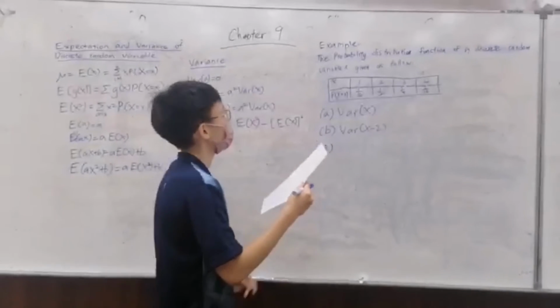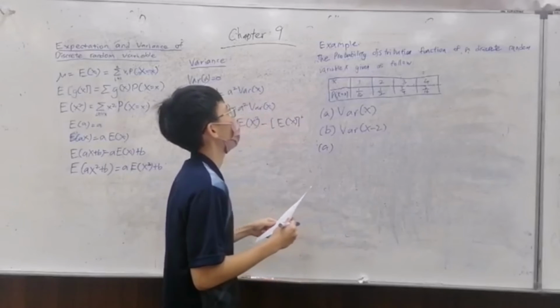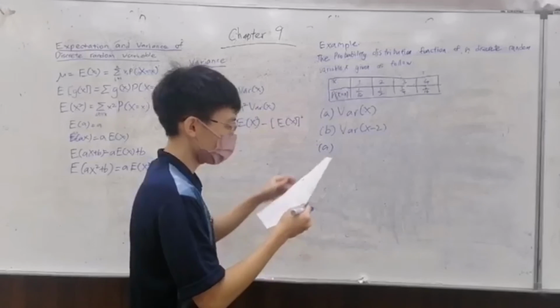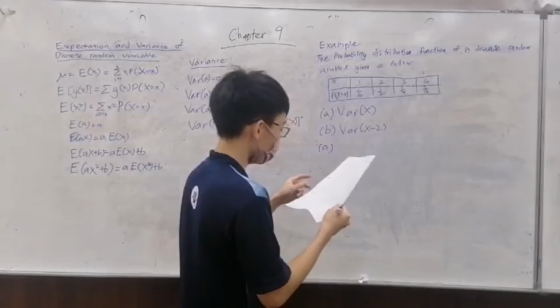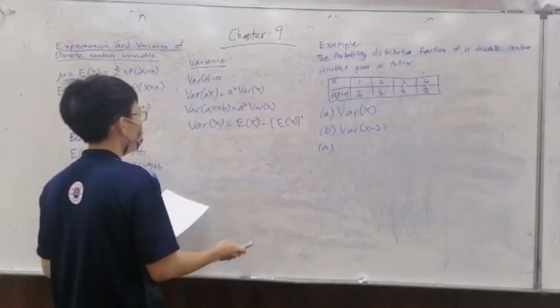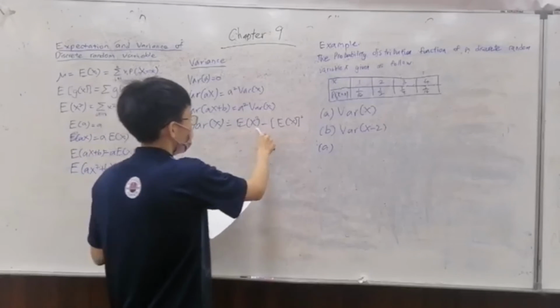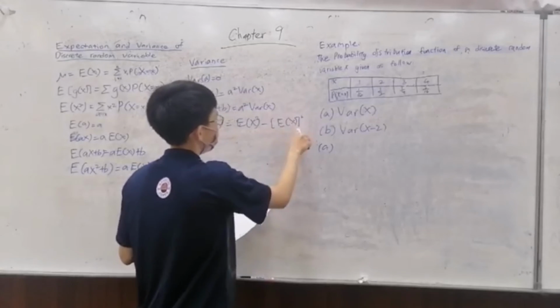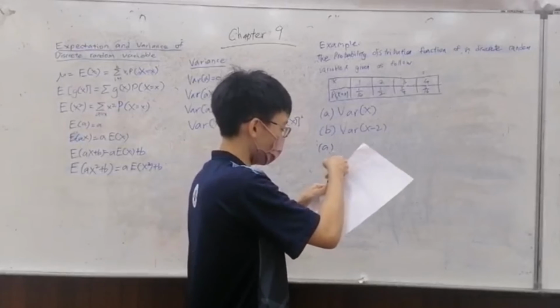The second example, the probability distribution function of a discrete random variable is given as follows. This is the probability distribution function. Question A, variance. To find the variance, we need to use the formula expectation of X squared minus expectation bracket squared. So we need to find the expectation of X first.